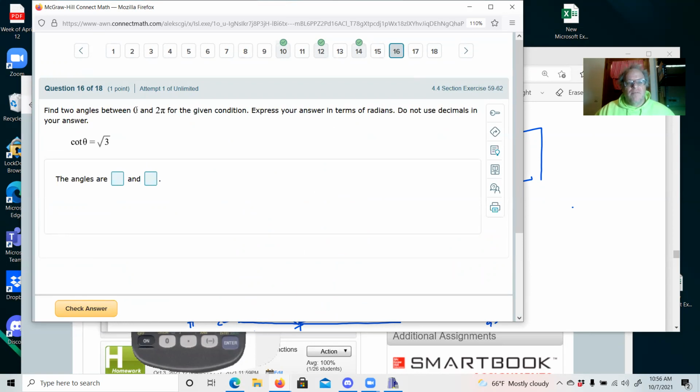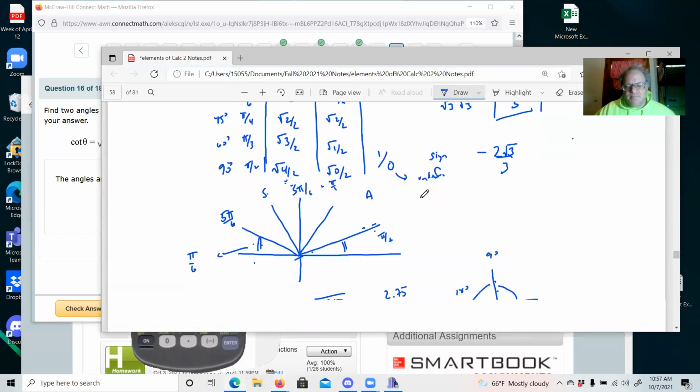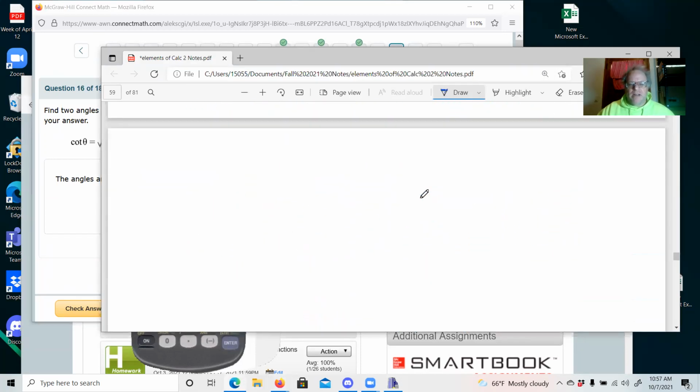Okay, and find two angles for the given condition. Okay, so find two angles where the cotangent is square root of 3. So let's go down here and make a little chart. Okay, so we have our sine theta, cosine. This is where you're going to say, well, maybe memorizing the whole thing wasn't that bad. It's always that bad.